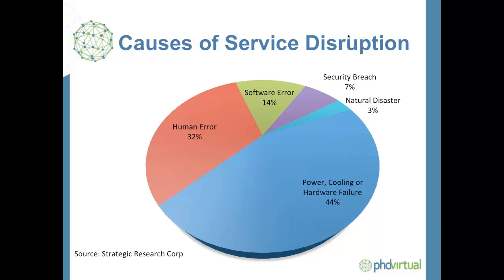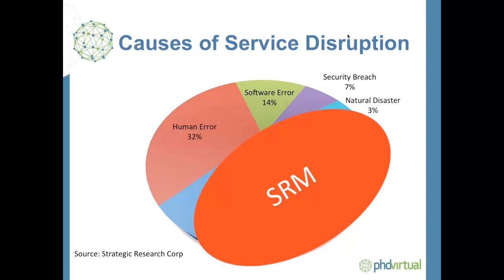Now, the problem with SRM is it's exactly as it says on the box. It's Site Recovery Manager. I mean, it can do pools of machines, but basically it's designed to bring boxes up and just turn them on, and that's it. So actually, Site Recovery Manager covers the hardware sections and the natural disasters. It doesn't cover things like security breaches, software errors, and even human errors.